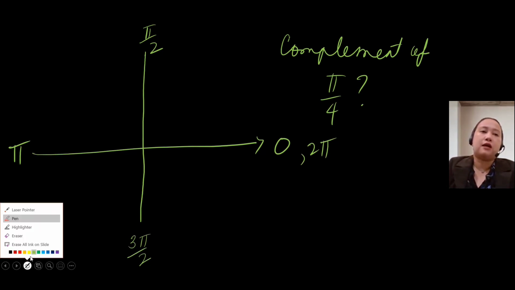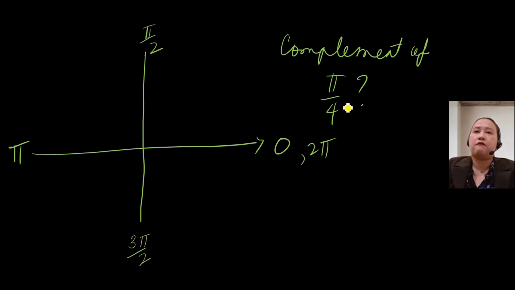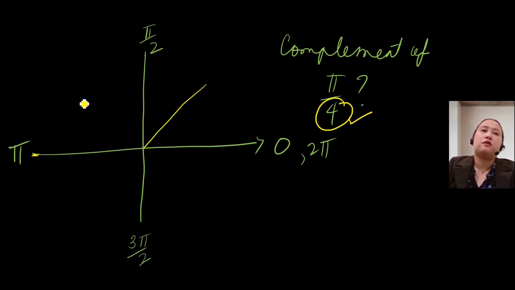Next, take a look at the given. The given is pi over 4. It means that the denominator is 4. We're going to divide pi into 4. Remember, our pi is at 180 degrees, on the left. So we're going to divide 0 up to pi into 4 parts. Dividing it, you use your ruler and your protractor. So we have here 1, 2, 3, and 4.